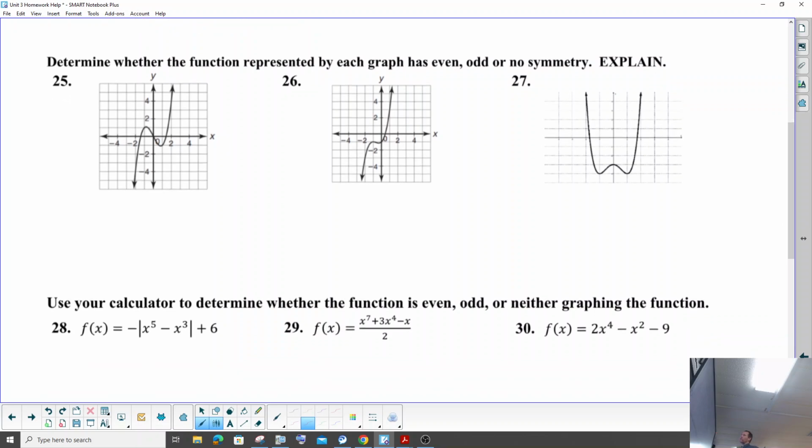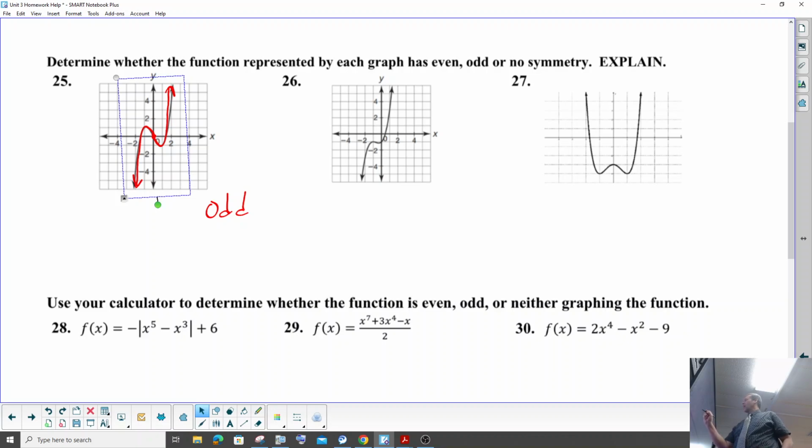Okay, determine whether the function is odd, even, or no symmetry. So basically it has to be symmetric to be even or odd. And so for it to be odd, you have to rotate it about the origin. Like that. And it does match up. I just messed up a little there. As long as you can rotate it and get the same thing back, then it's going to be odd.